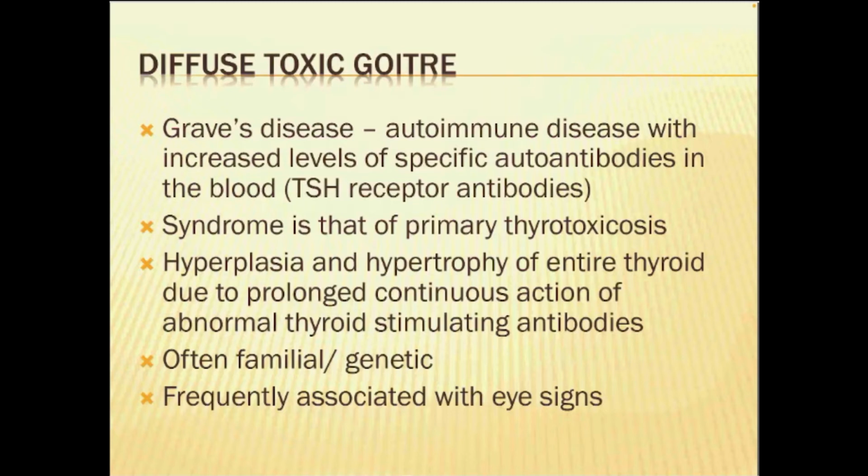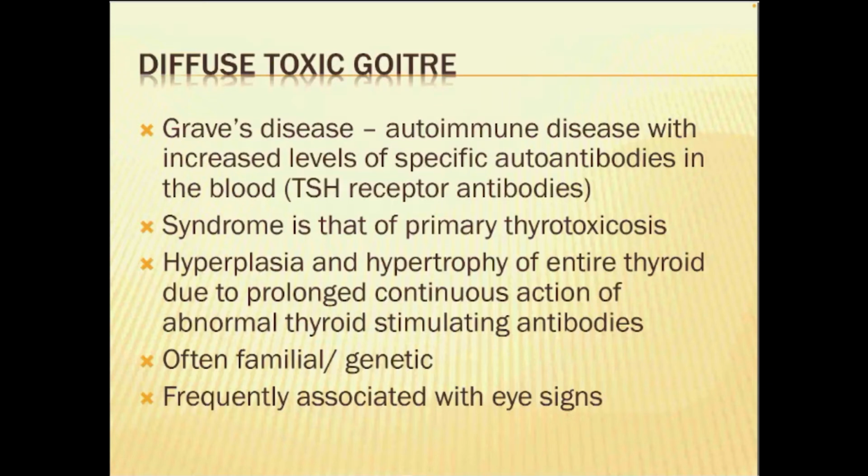These autoantibodies to TSH receptors will mimic the TSH and will stimulate the thyroid gland to produce T3, T4. This causes primary thyrotoxicosis. Here, it is associated with hyperplasia and hypertrophy of the entire thyroid gland because of the prolonged action of the TSH on the thyroid gland.